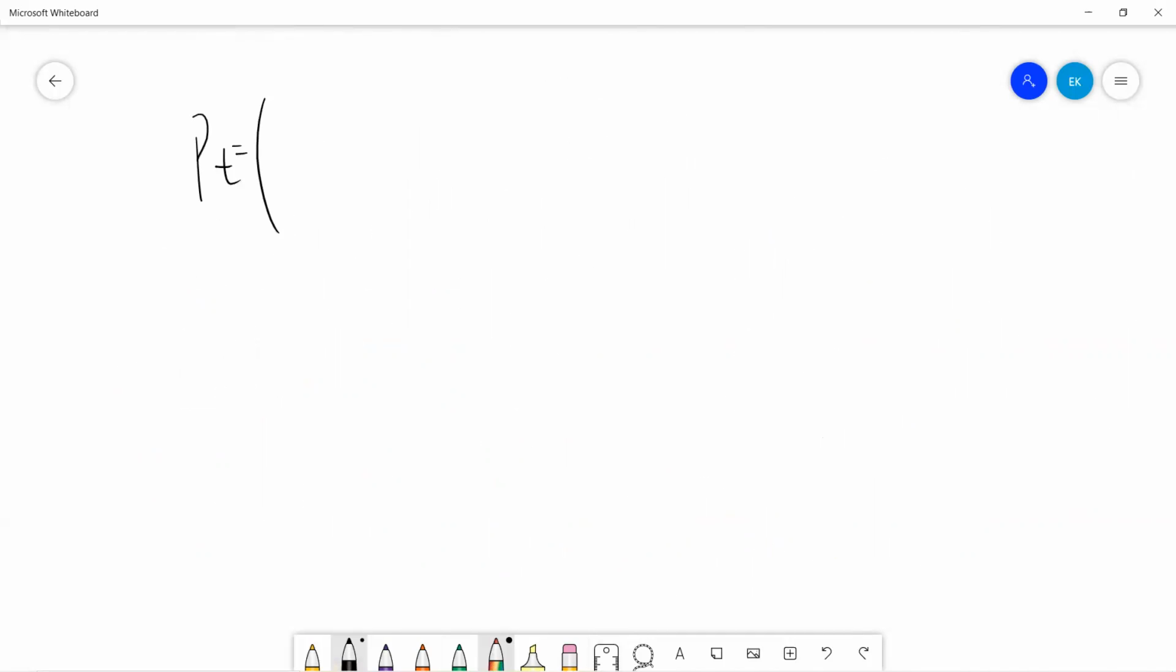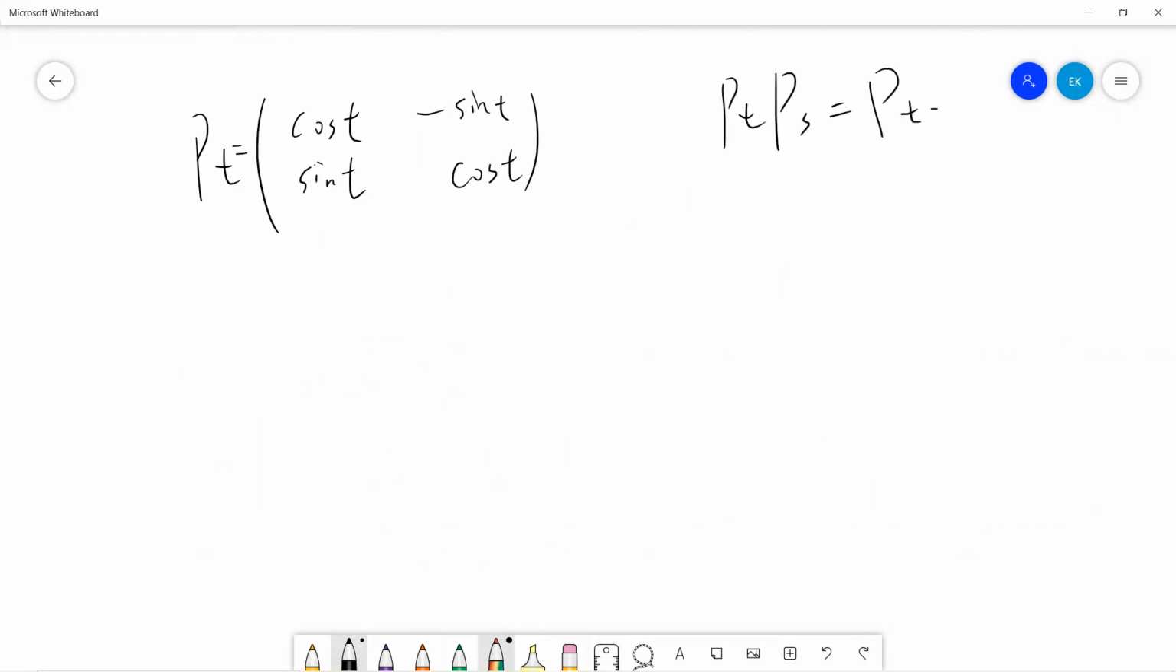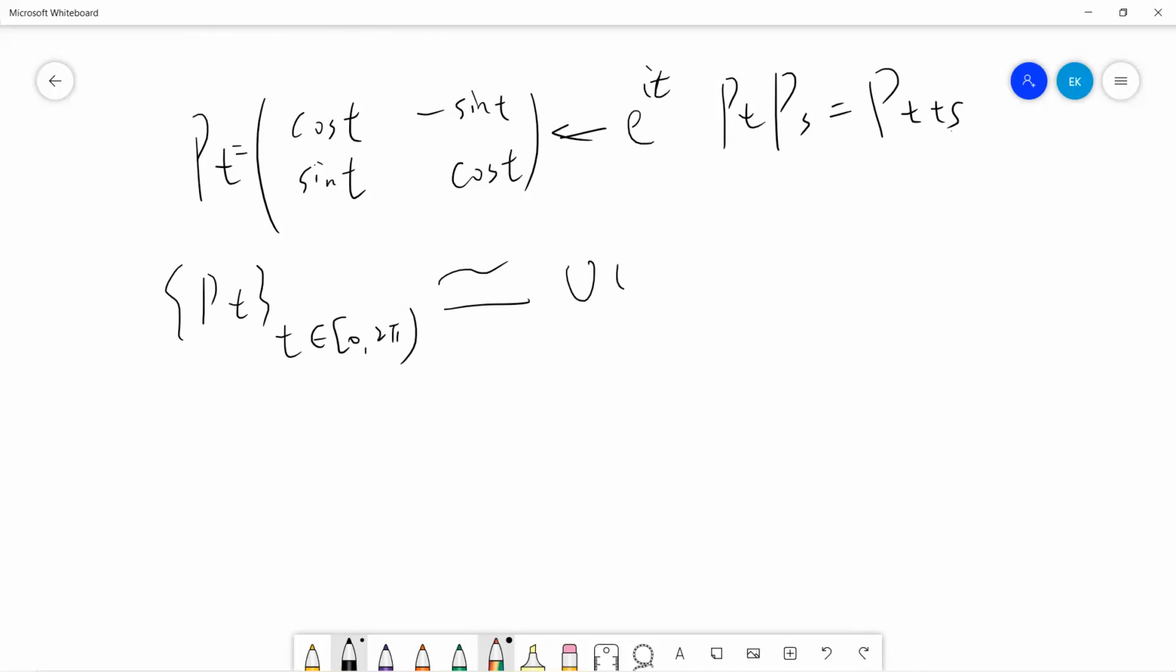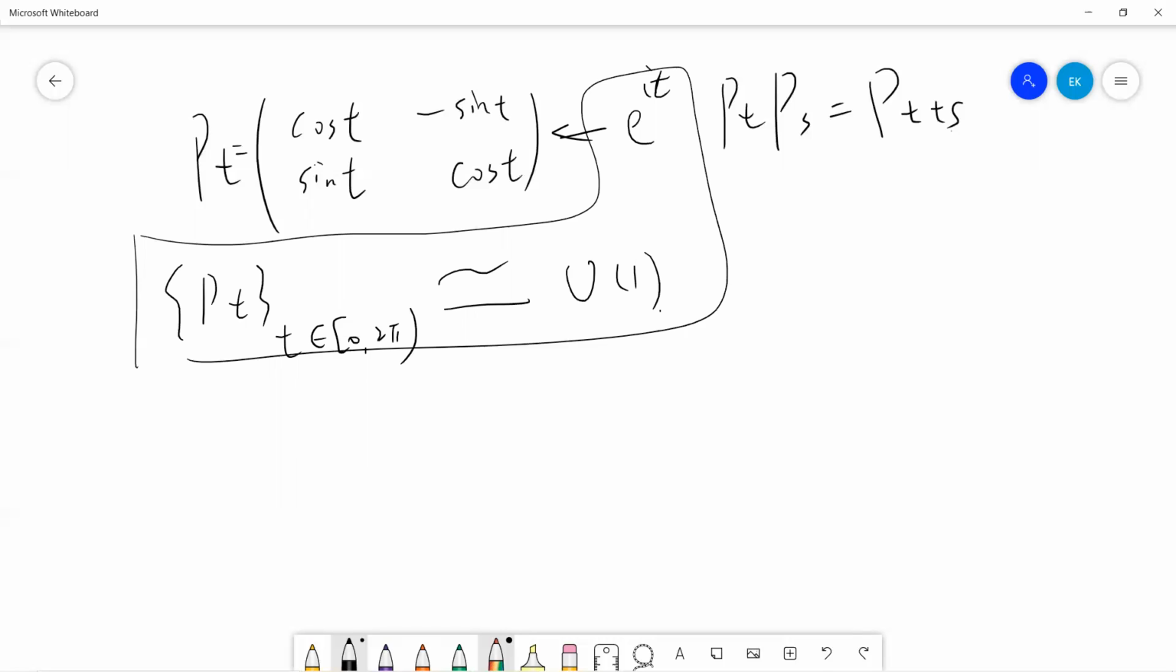We need to prove that this matrix, cosine t, sine t, is indeed the rotation matrix. So we need to prove P of t times P of s equals P of t plus s. One more advanced idea is that you can map t by exponential to cosine t, sine t, and check that this is a group homomorphism. Basically, P of t for t in 0 to pi is isomorphic to U(1). But let's forget about this one and just do the simple computation.